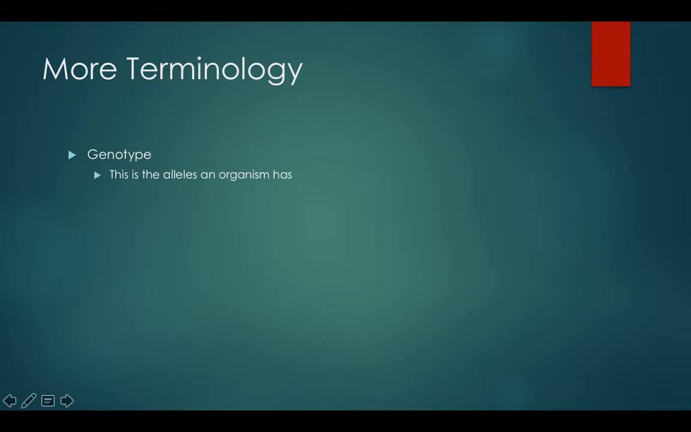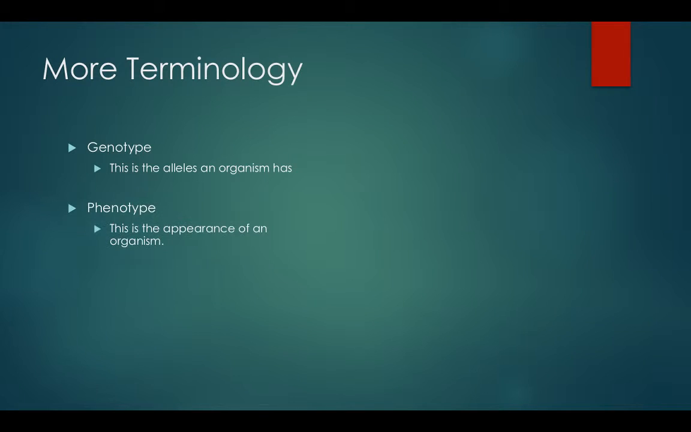Some other terminology is the term genotype. Genotype is the alleles that an organism has. The phenotype is the actual appearance.